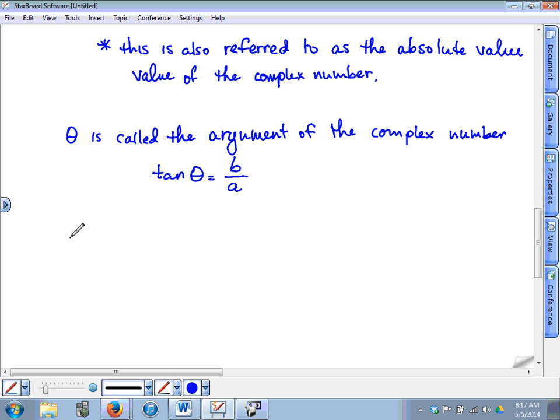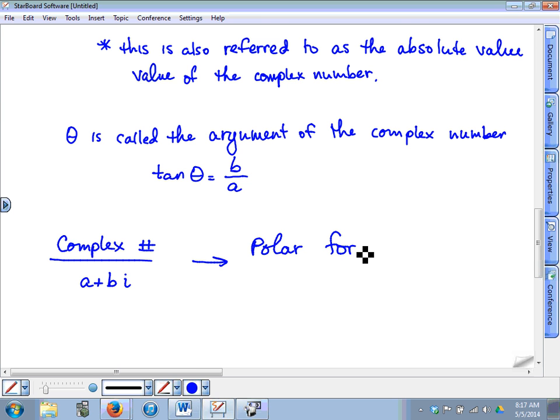So let's see what a complex number looks like in polar form. Complex number, write this down. A complex number comes in the form a plus bi, but in polar form, it looks like this.